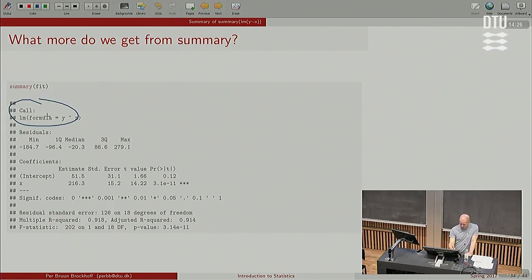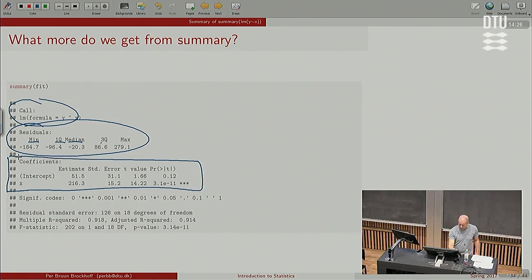We have the call. We have the residuals. Actually, not all the residuals, but we are having the mean, median, the quartiles of the residuals. So it's kind of a summary of what's going on for the residuals. We have this very core part of the output, intercept and slope information. We have the actual estimates, the standard errors coming from those formulas that I've given to you.